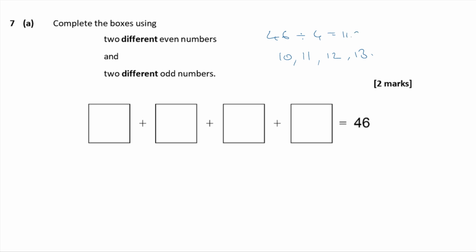So like I said, I just divided it first to get an idea where a quarter would be, and then I picked 4 numbers around that to come up to my answer of 46. So 10, 11, 12 and 13. Now there are other choices, but yeah, that was the easiest way for me to work it out.